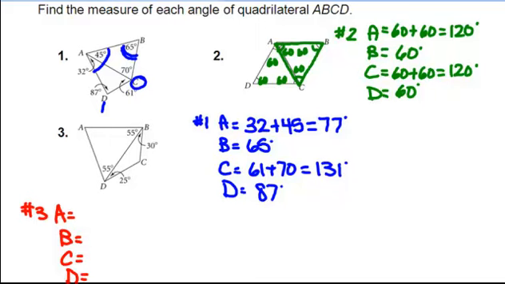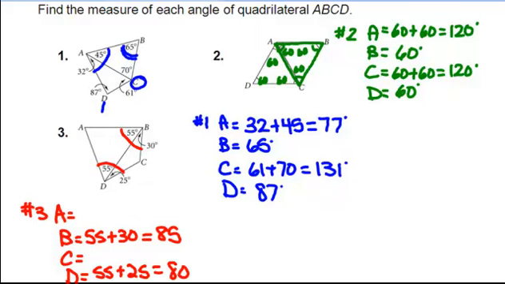Okay. We're going to start with the ones I know I can find. I can find B and I can find D by using the angle addition postulate. So let's start with B. It's 55 plus 30, which I know is 85. And D is 55 plus 25, which I know is 80.